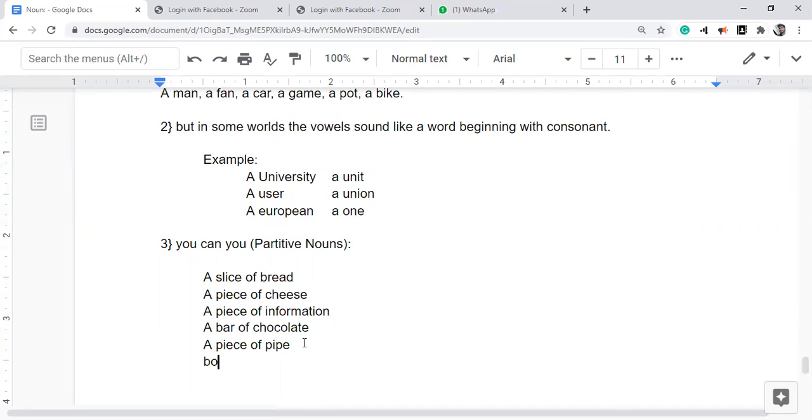A bowl of fruit, for example. So we are using a before that. A bowl of fruit. Okay, for example, a drop of water, a drop of blood, or you can say a grain of rice.